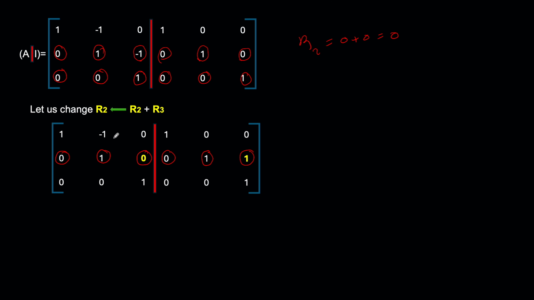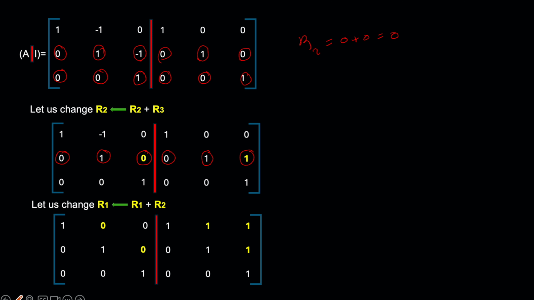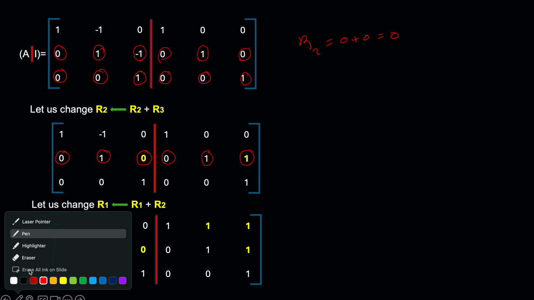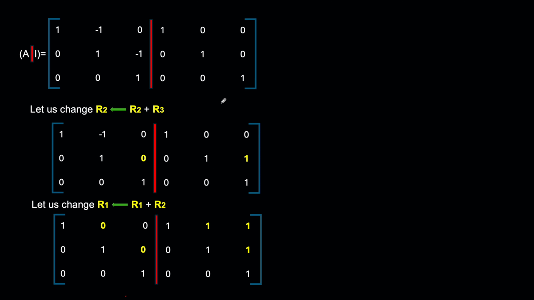Now the second step is we have to change this -1 to 0. Let's do it. So row 1 plus row 2. We do it like that. Row 1 is equal to 1 plus 0. 1 plus 0 is equal to 1. That's why we have 1 here.